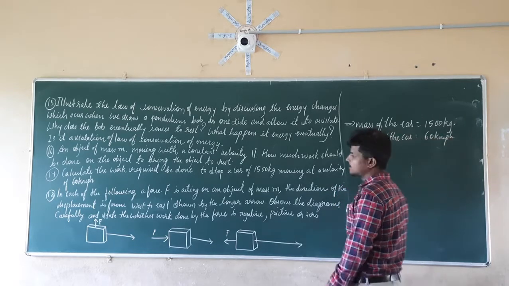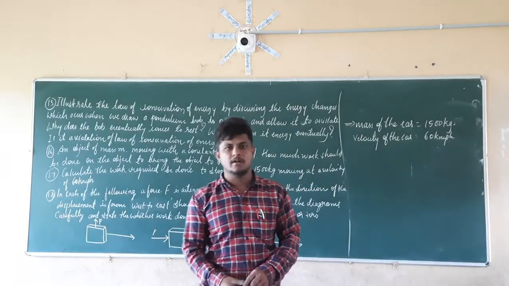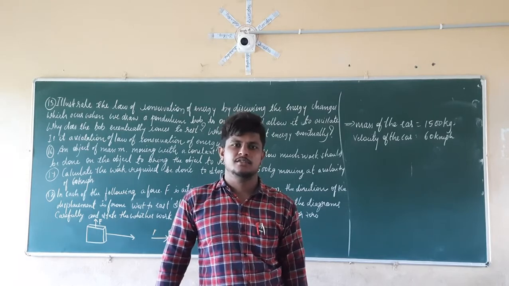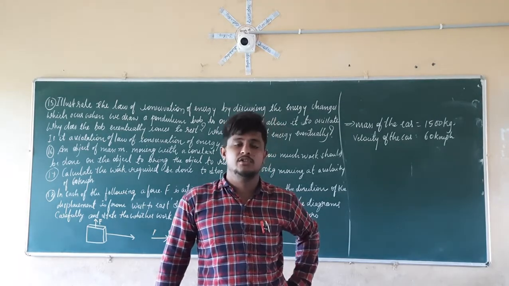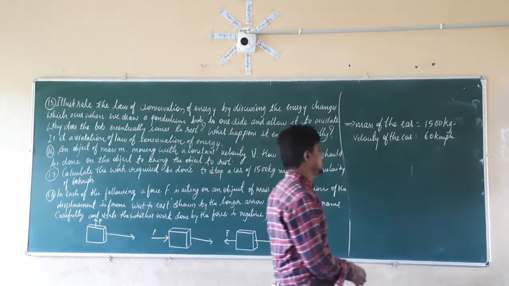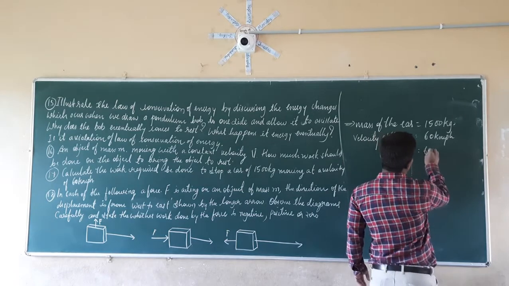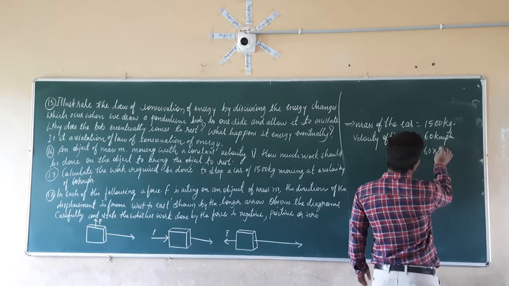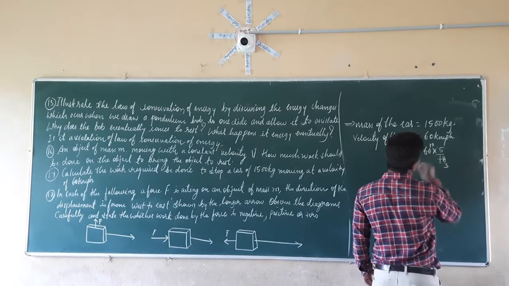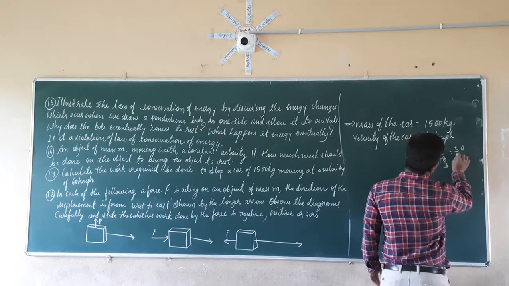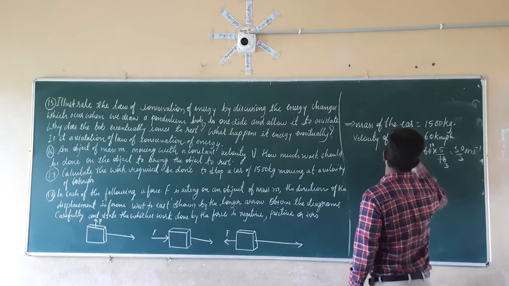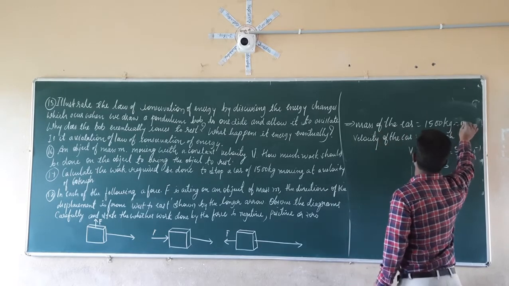We already know that energy, or work, is expressed in joules. To get it in joules, we should convert this kilometer per hour into meter per second. So therefore, 60 into 5 divided by 18. Simplifying, that is equal to 50 divided by 3 meter per second. So therefore V is equal to 50/3 meter per second.